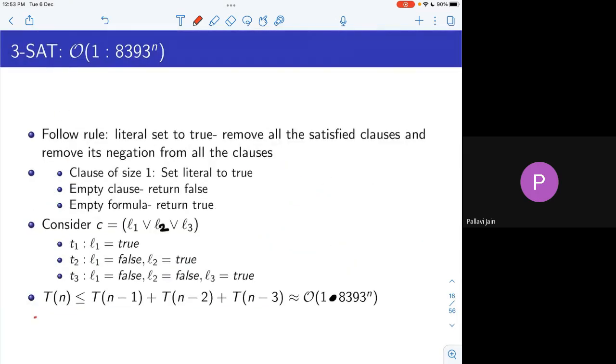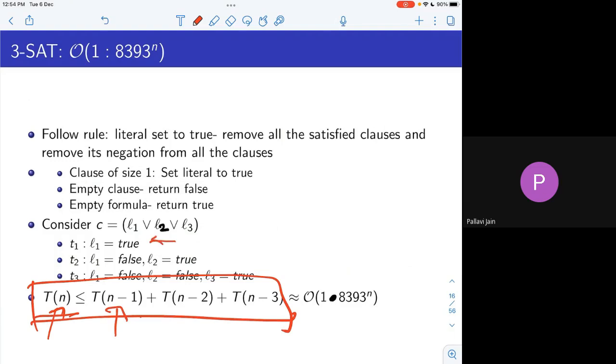So if I write my running time in terms of an equation, then this is what I can write. If T(n) represents my running time for n variables for my algorithm, then in the first branch, my variables are reduced to n minus 1, right? So the running time I want in the first branch is T(n minus 1). Plus in the second one, I have n minus 2 variables, so it will be T(n minus 2). And in the third, we have reduced to n minus 3 variables, so it is T(n minus 3). So T(n) is the running time of our algorithm when the number of variables is n.